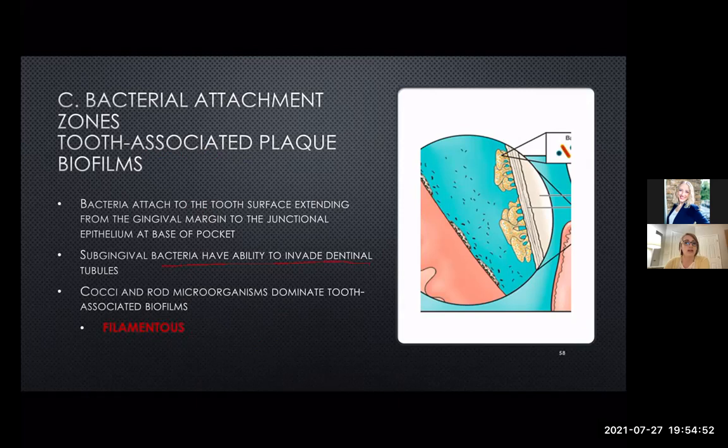The cocci and rods dominate, and we see lots of filamentous, you remember those little filaments that help them attach? That's what we're going to see here. So on the tooth surface, we start to see demineralization. And then on the epithelial surface, this is where we see that bacteria is going to start marching down toward the connective tissue and causing loss of attachment in periodontitis.